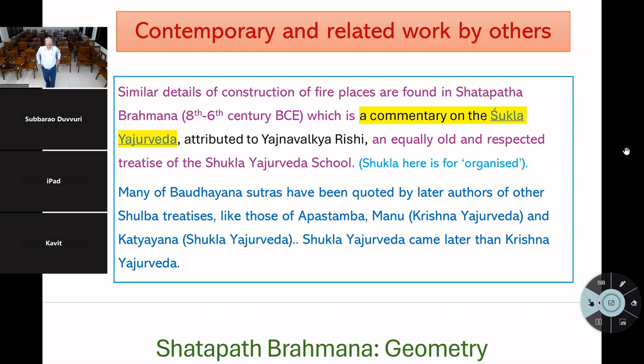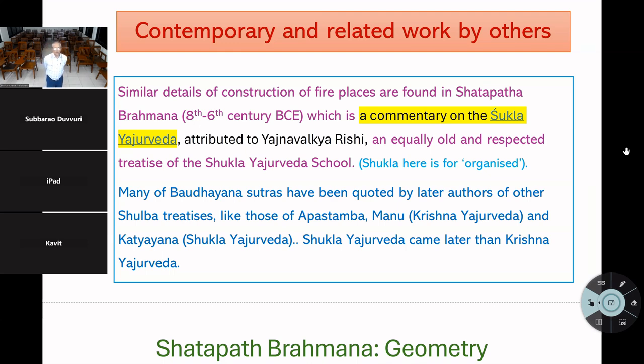So a commentary can be on the Rigveda; that is a Brahmana for that. Then there is a commentary on the Shukla Yajurveda. Now, Shukla Yajurveda, as I have told you, is the later part; it is after the Krishna Yajurveda. So this commentary was written by Yajnavalkya Rishi. And this is also a treatise of the Shukla Yajurveda school.